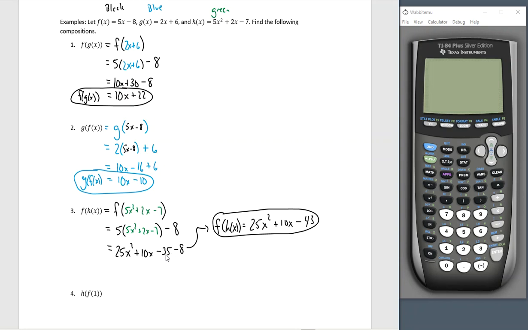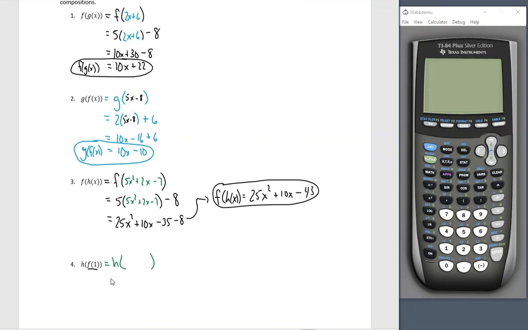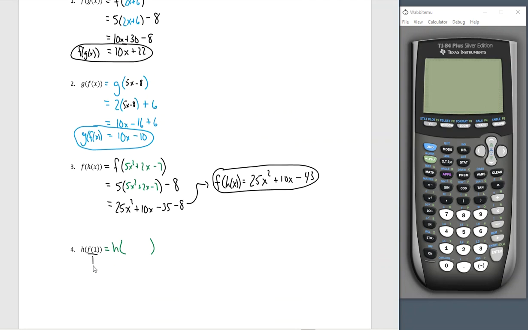All right. Wouldn't it be nice if I could get this on the same screen? So here we go. So we want h evaluated at f of 1. I can find out exactly what f of 1 is. Remember, f of x is 5x minus 8. I'm going to need to scroll a couple times here. The function f is 5x minus 8. So f of 1, oh, I did it wrong.